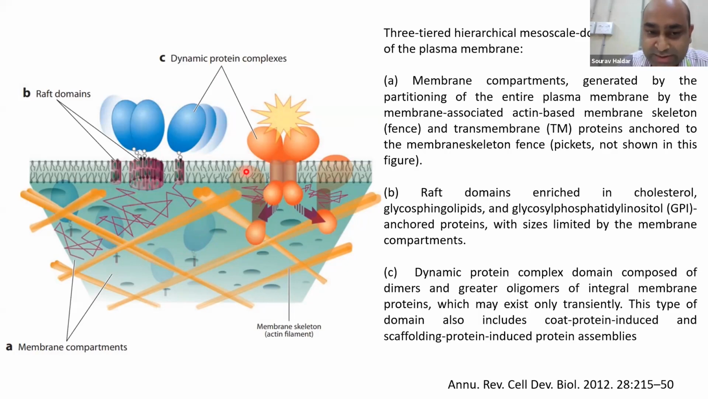So what those experiments revealed is that the lipids are not homogeneously mixed in the plane of the bilayer. They exist in the form of domains, and in fact there are three kinds of domains that Kusumi's experiment could identify. First is a membrane component generated by partitioning of the entire plasma membrane by the membrane-associated actin-based cytoskeleton in the form of a fence.